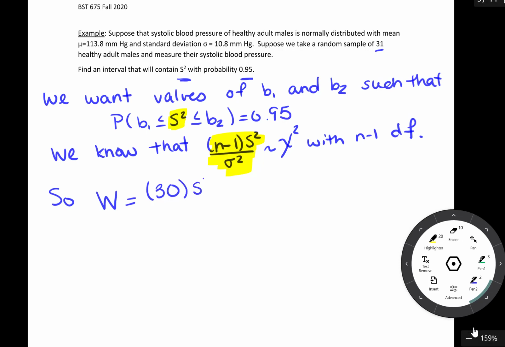s squared divided by 10.8 squared, which is sigma squared. So notice what I've got here. In the numerator, I've got n minus 1 times s squared divided by sigma squared. And so I know that this is going to be distributed chi-squared with 30 degrees of freedom. And again, that is because n was equal to 31 for this example.